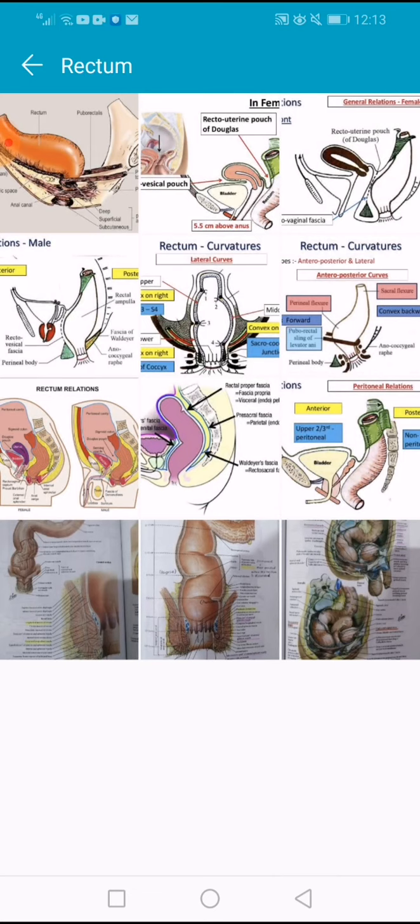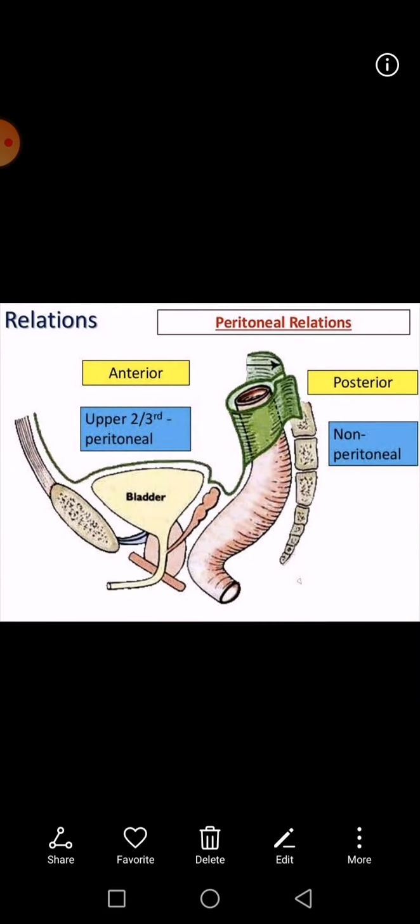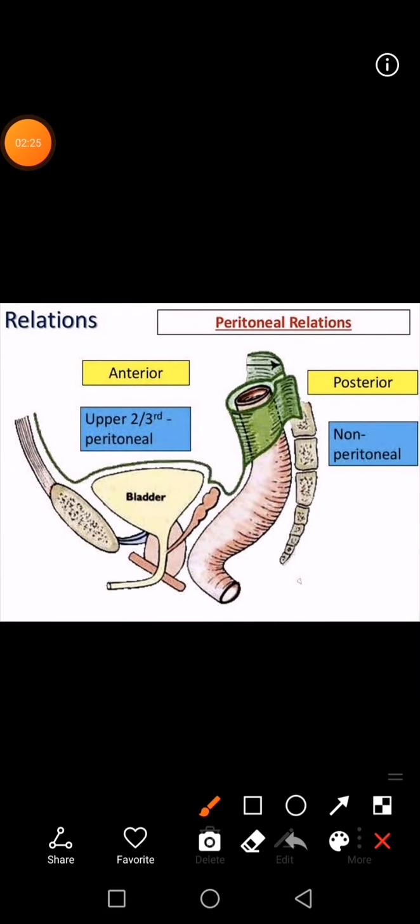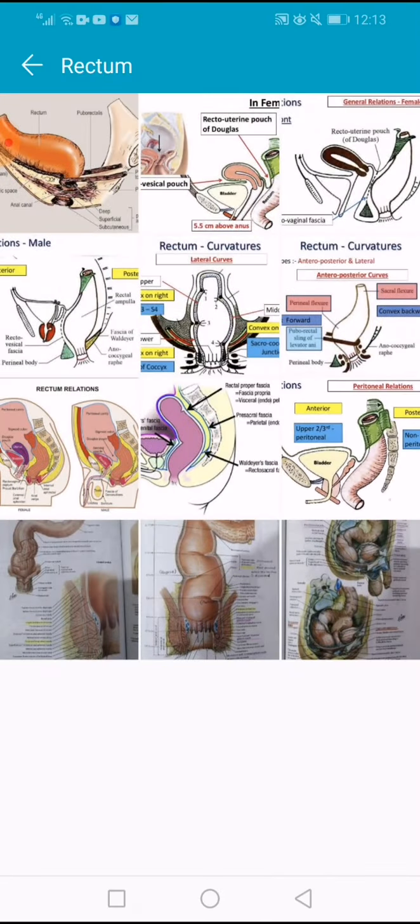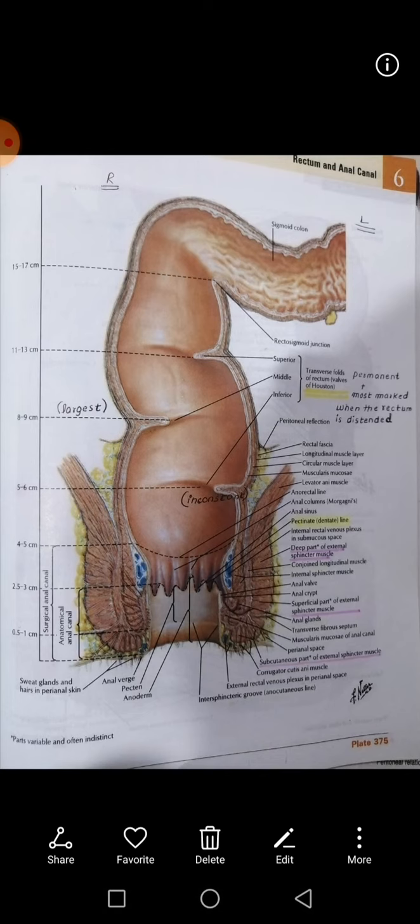And in this image you can see quite clearly that the anorectal junction is 2 to 3 centimeters anterior and a little below this point over here, which is the tip of the coccyx. Now let's talk about the dimensions. What are the dimensions of the rectum?